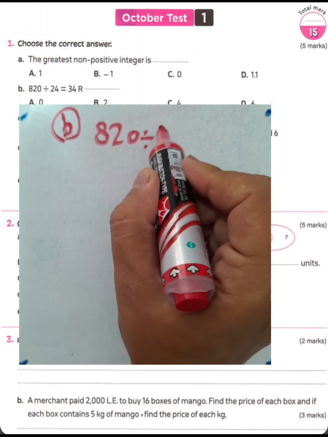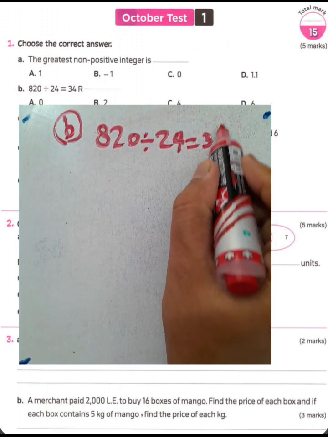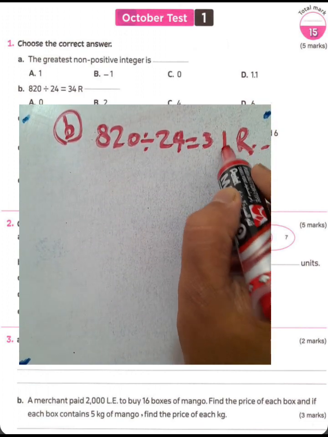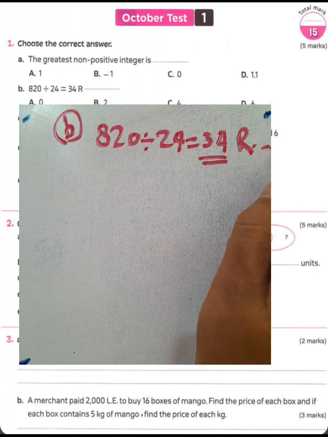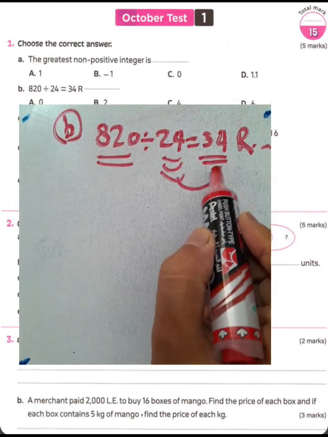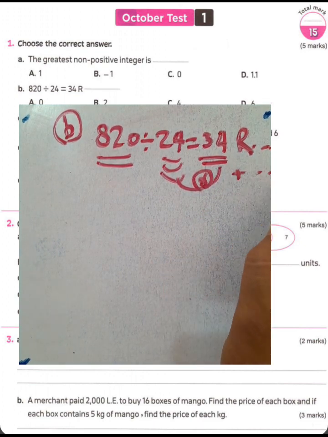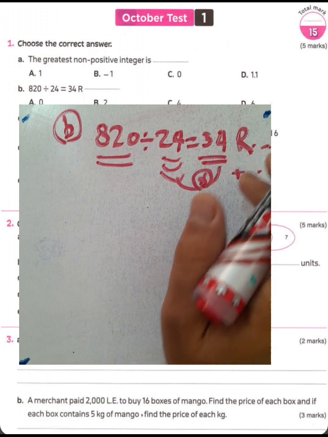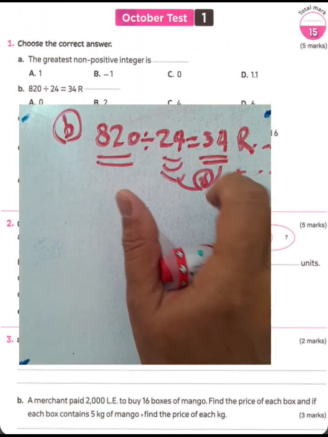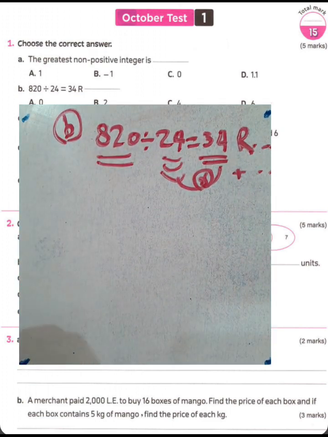Letter B: 820 divided by 24 equals 34 and remainder what? We know the dividend equals the divisor multiplied by the quotient plus the remainder. To find the remainder, you must first find the product of the divisor and the quotient, and then find the difference between the result and the dividend.